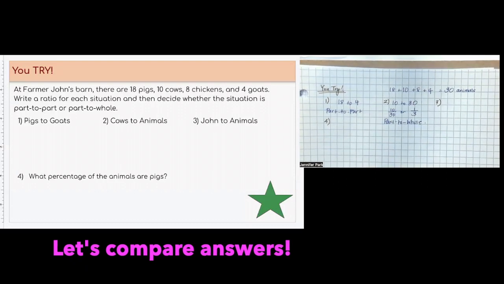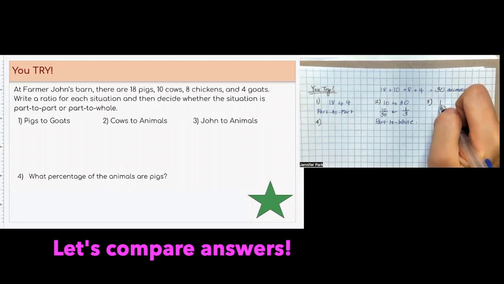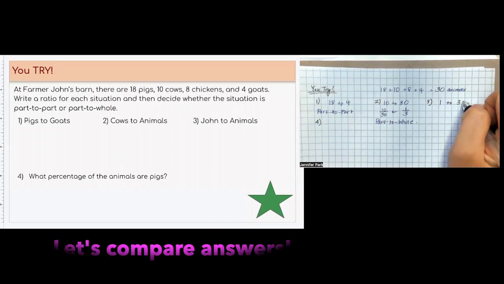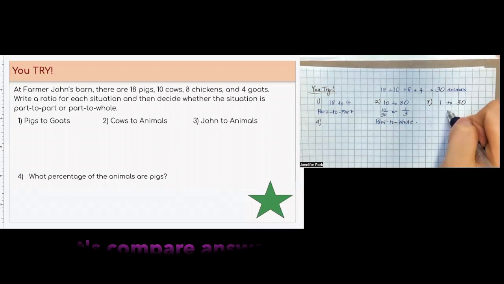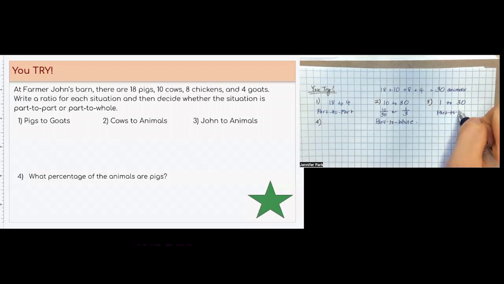Number 3 is John to animals. How many Johns are there? There's 1 John, and how many animals? 30 total. That is another example of a part to whole ratio.